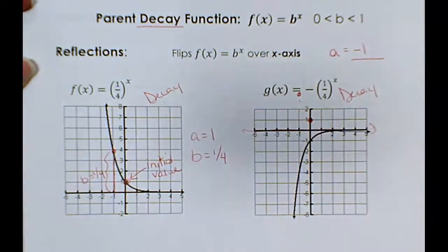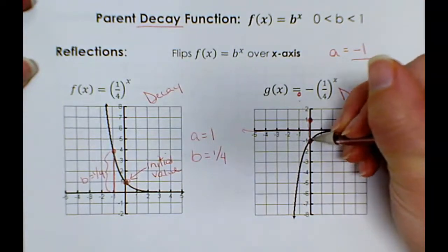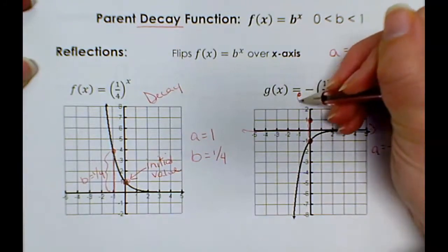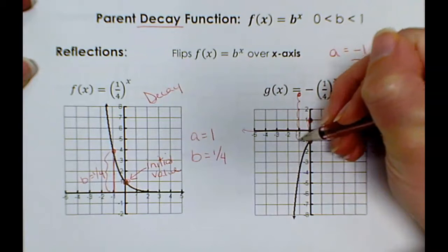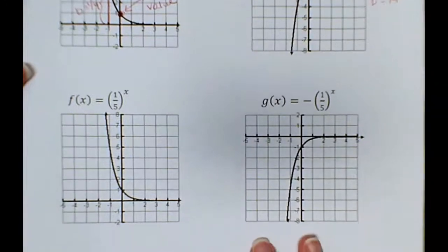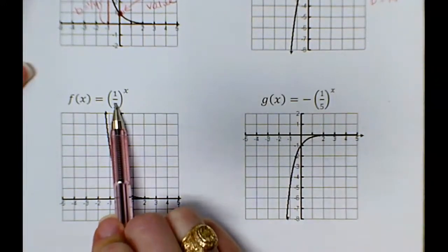I'm going to reflect over the x-axis, so I'm going to go down 1 and down 1. There we go. That's an a value of -1. And then here I'm going to go down 1, 2, 3, 4, and past it 1, 2, 3, 4. So my b value is still 1/4. My b value is 1/5.